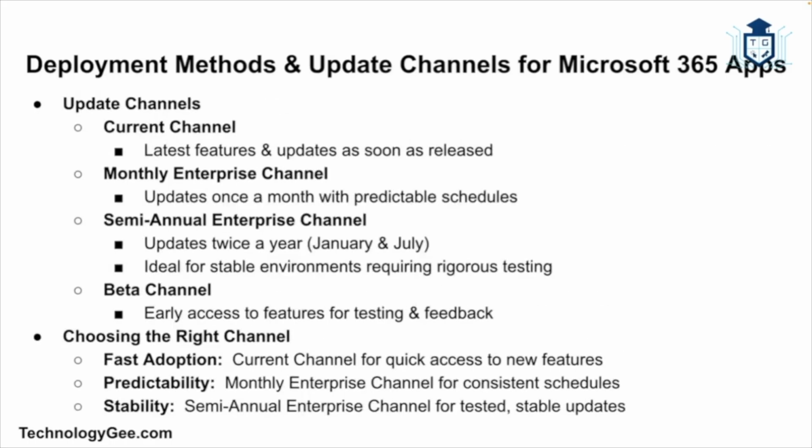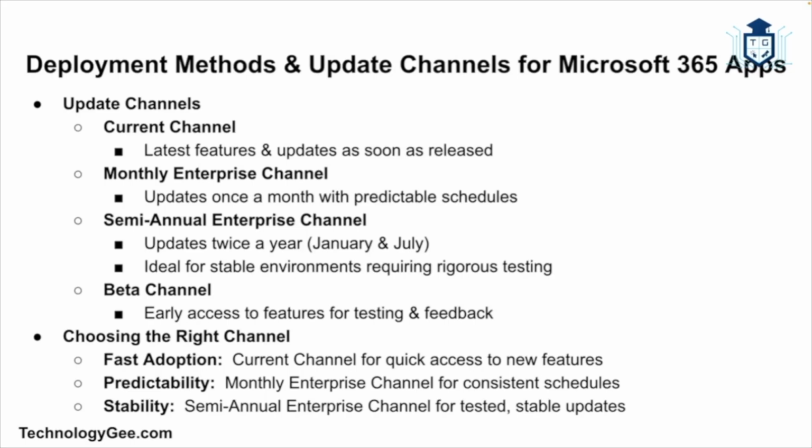Next, let's talk about update channels. So update channels determine how frequently users receive updates for Microsoft 365 apps. We have what is called a current channel. And this provides the latest features and updates as soon as they are released. You have what is called the monthly enterprise channel. And this delivers updates once a month with predictable release schedules.